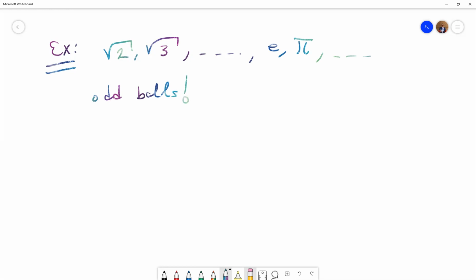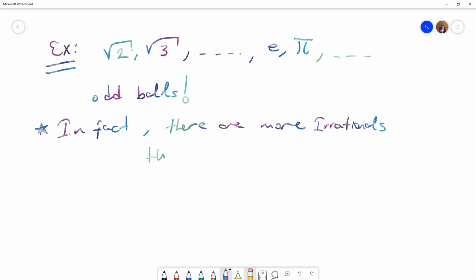Okay? So in fact, there are more irrationals than rationals. Let's write this here: more irrationals than rationals. It's easy to understand this one.